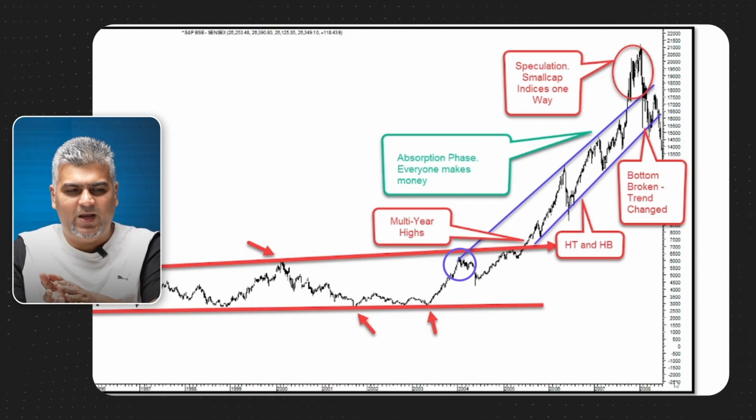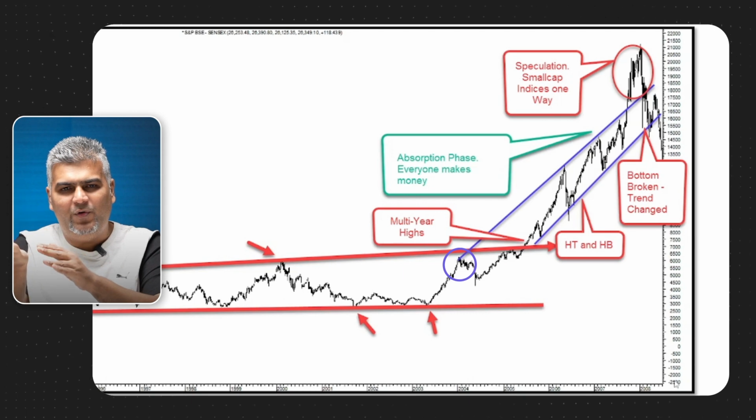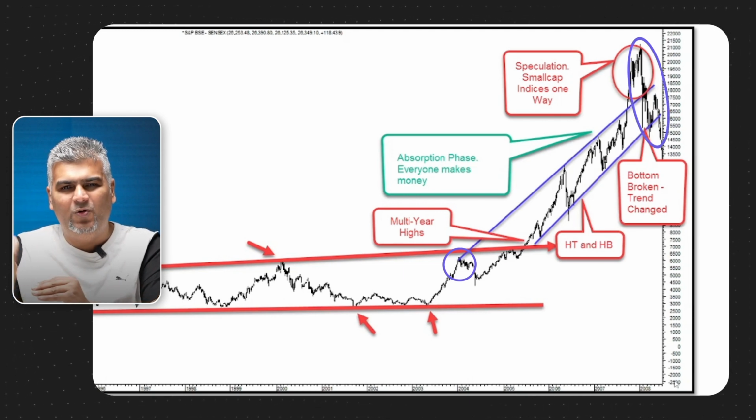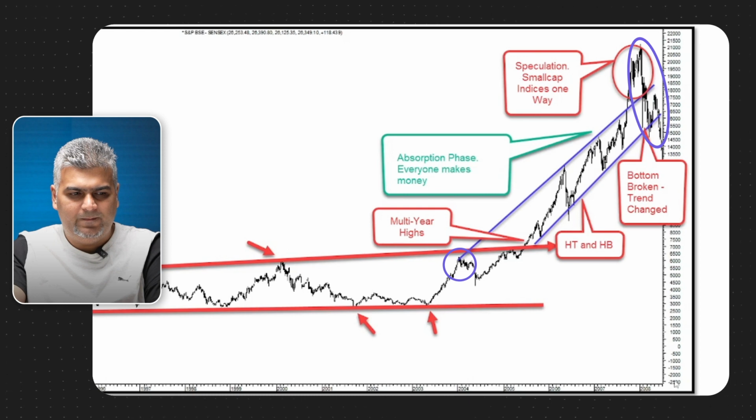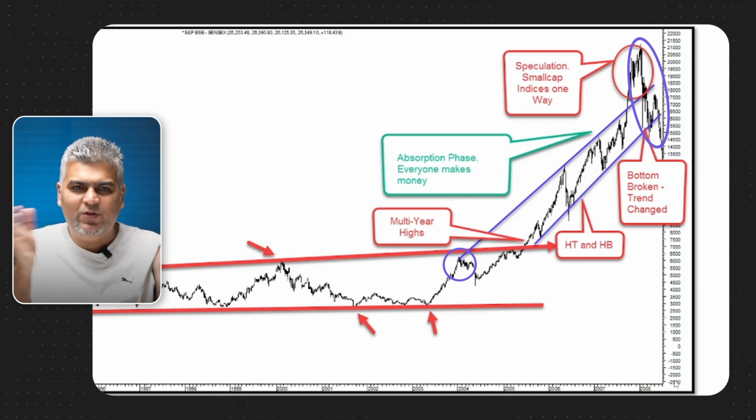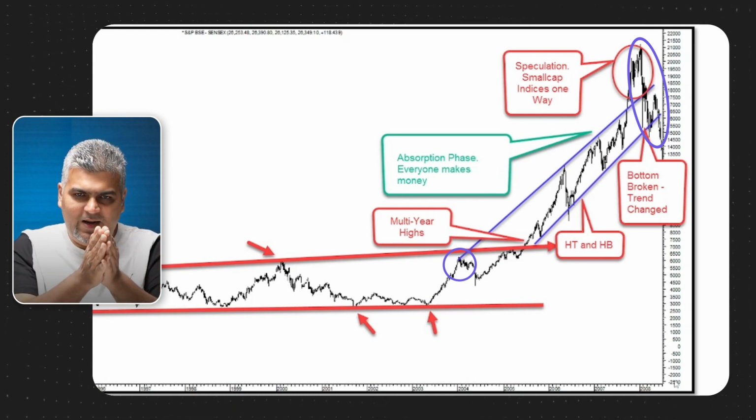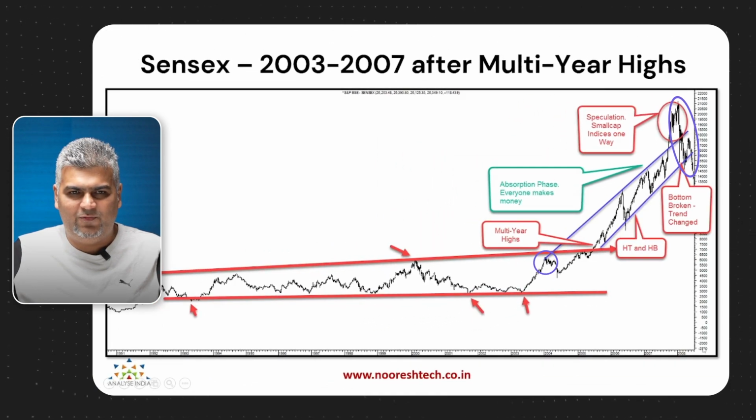Then comes the first big crack. We fall from 21,000 to 15,300, go to 17,500, 18,000, then again fall below 15,300. Now you know clearly that the bear market has been established, right? So this is how the cycle plays out. Then we'll try to look at all the cycles over the last few years.